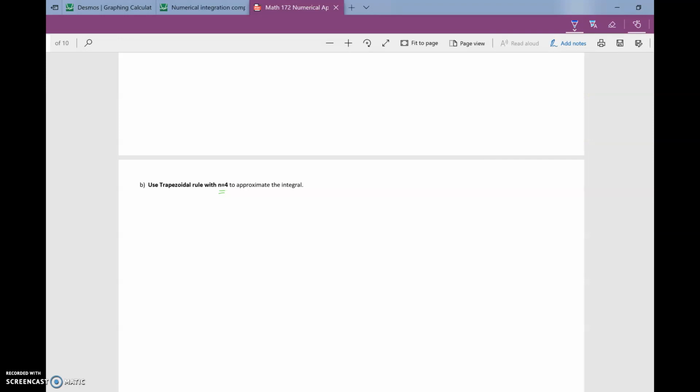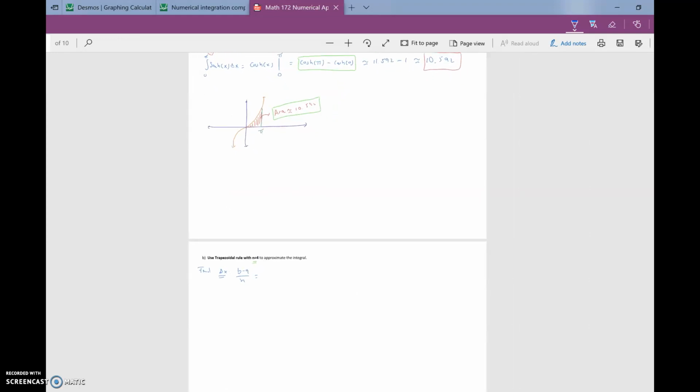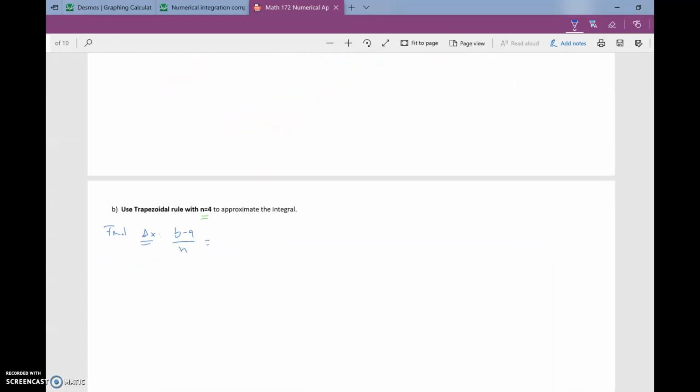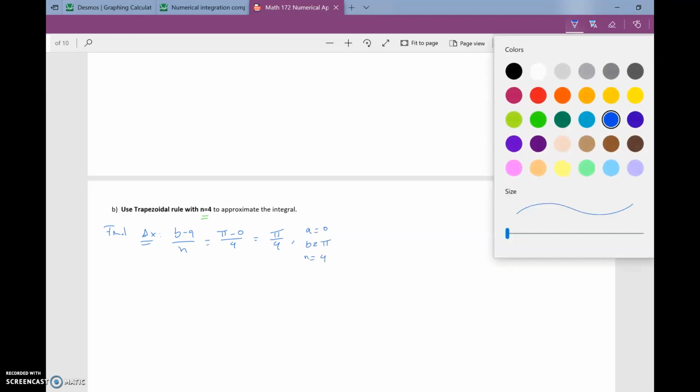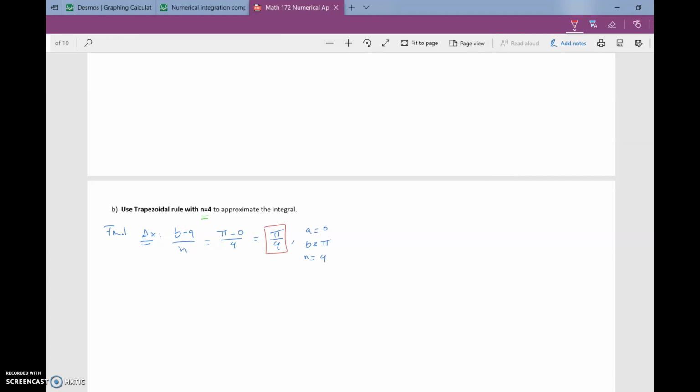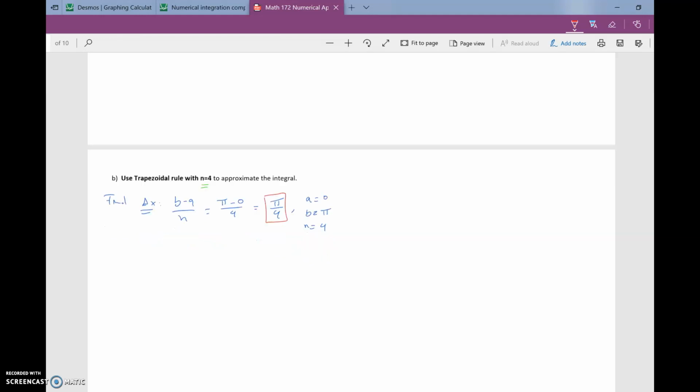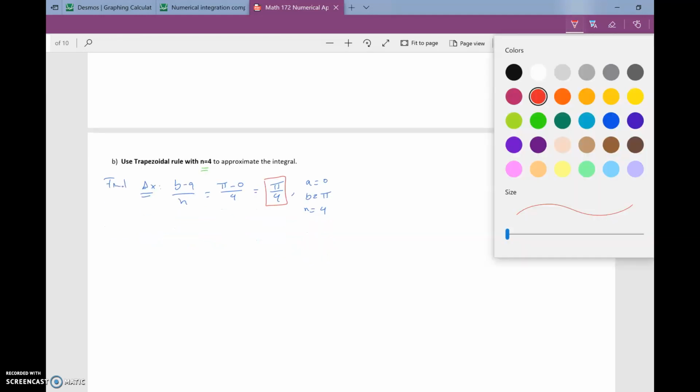So the first step is going to be to find delta x. Delta x is b minus a divided by n. The actual integral goes from 0 to pi, so technically, pi minus 0 divided by 4. This is going to be pi over 4. We're using a equal to 0, b equal to pi, and n equal to 4. So our delta x, which allows us to find the x's, is pi over 4. Now, the x values.